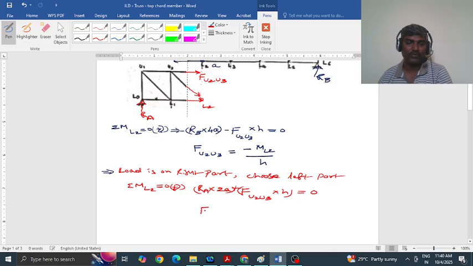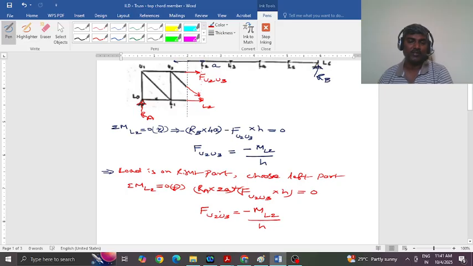Now I want the force F U2 U3, which is equal to, taking this to the right hand side, minus Ra into 2a, which I am again representing as moment about L2 only, divided by h. Again I got a negative sign because I have assumed this force as tension here, it is actually a compressive force. So you see, even though the unit load is on the right part, the force in this member is following the moment about L2 only.